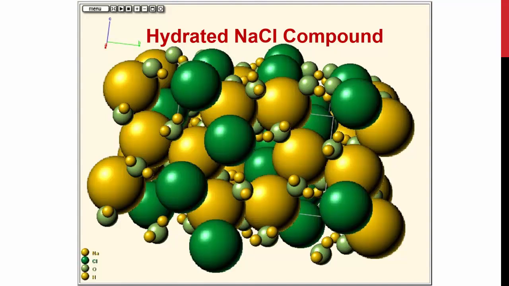So here's an example of what sodium chloride looks like if it was hydrated. You're noticing the yellows and greens represent your sodiums and your chlorines, and the little water molecules are just trapped in between the lattice structure of this crystal. This is an example of how it would look on a molecular level of a hydrated compound.